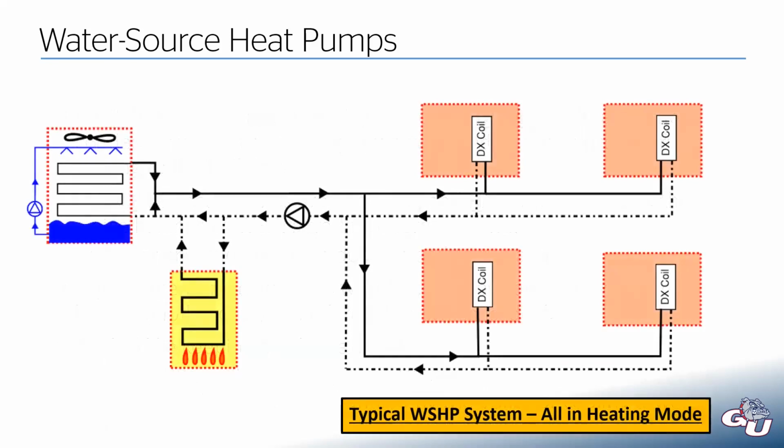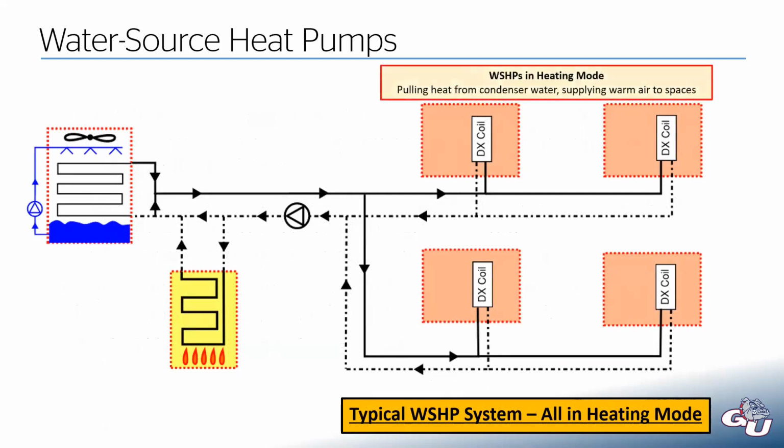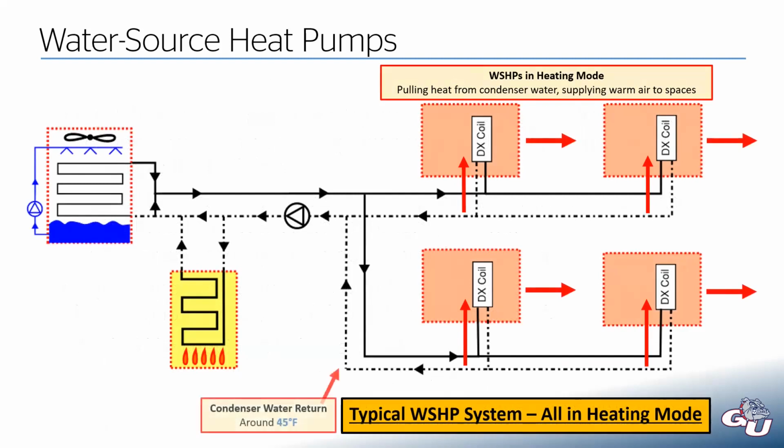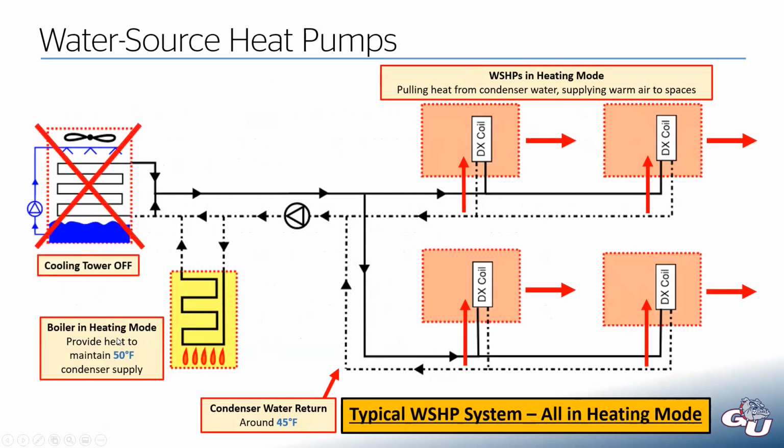To drive the point home, let's visualize it. We have our heat pump system, and let's say every single one of these units is in heating mode. So they're all extracting heat out of the water and then delivering warm air into the space. Our condenser water return, let's say it's coming back around 45 degrees, which means we have to turn on our boiler, heat it up to that minimum of 50. Our cooling tower is off.